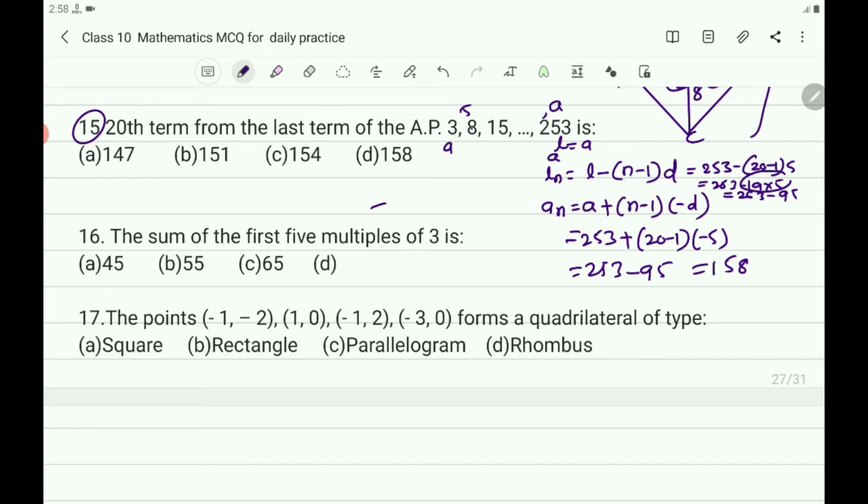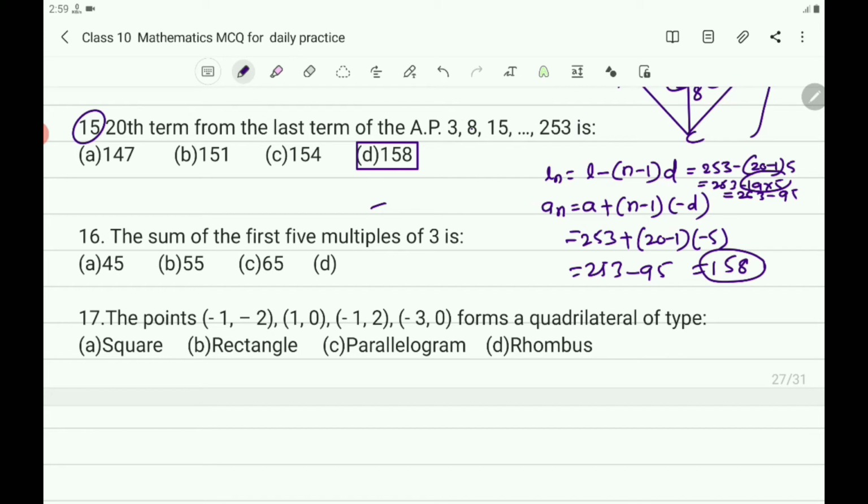What is the answer here? 158 is the answer. Option D, 158 is the 20th term from the last term. That is, from 253, the 20th term is 158. From 253, 158 is the 20th term.